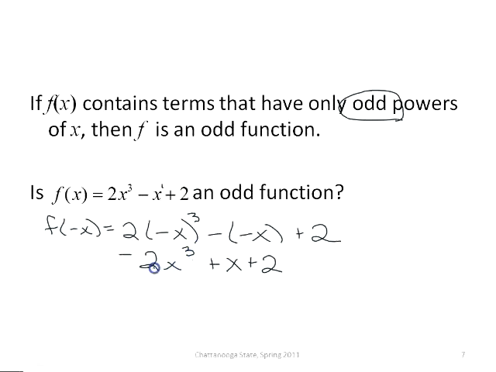So what happens here is the sign of these terms change, but the sign of this one did not. So that means this is not an odd function. It also is not even. It would be considered neither even nor odd. So odd functions cannot have a constant term in it.